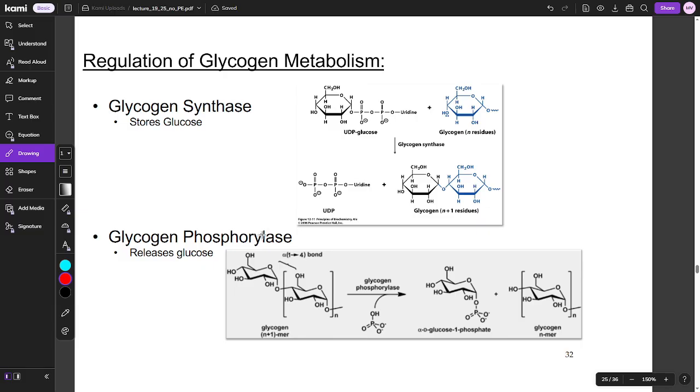So now we have to talk about regulation. We talked about glycogen synthase, which stores glucose, and glycogen phosphorylase, which releases glucose. These are the main enzymes that are regulated in this process. The other enzymes are probably also regulated a little bit, but for the sake of this class, these are the two enzymes that you can think about as being regulated in this process.